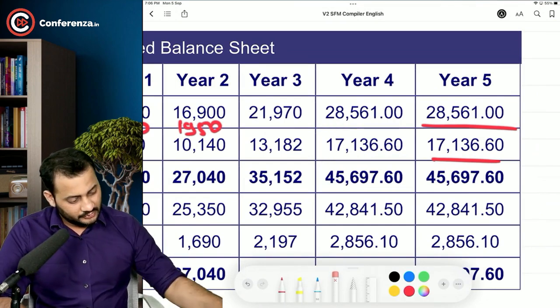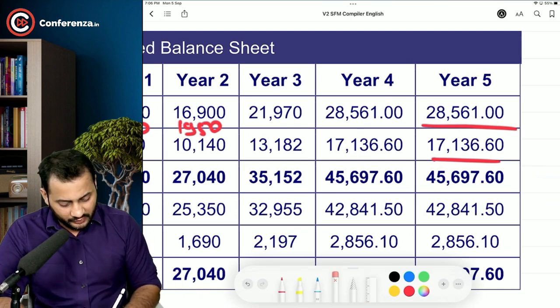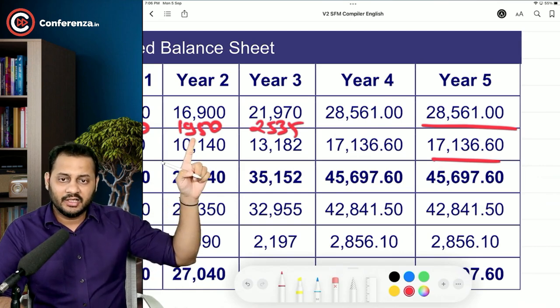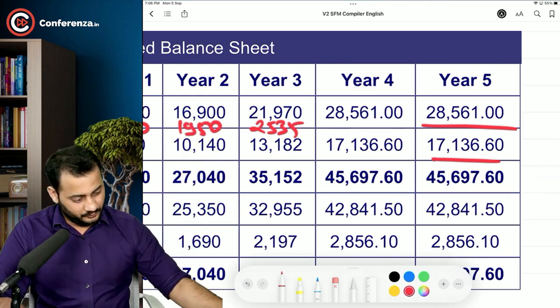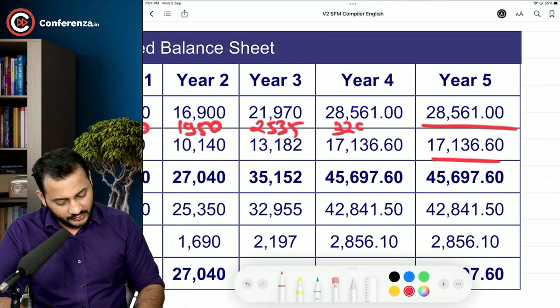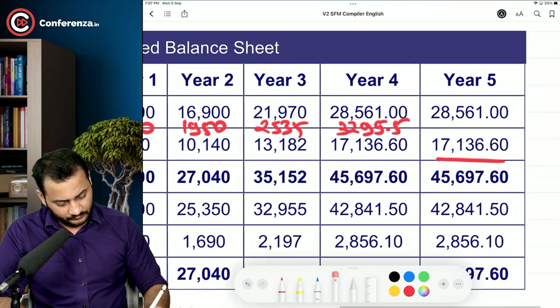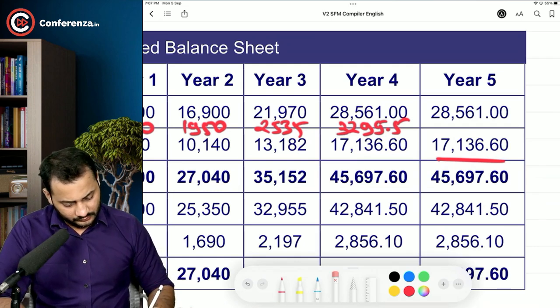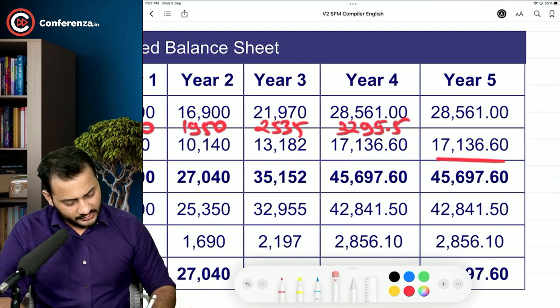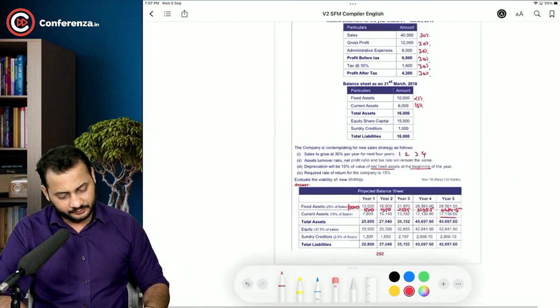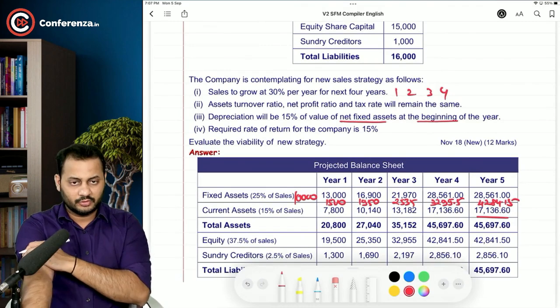Just a second. So 1950 plus 30%, that's 2535. So you add 30% in 1950 or take 15% of 16,900 opening fixed assets. You will get the same value, 3295.5. And in this case also, 28,561 into 15%, that's 4284.15. So this is how the depreciation will go on.